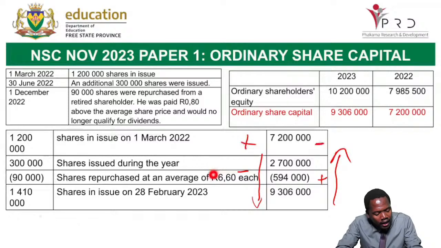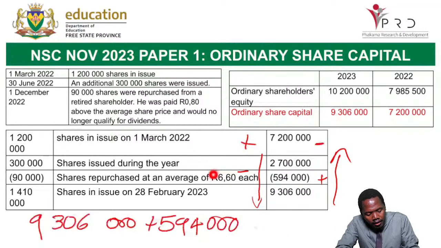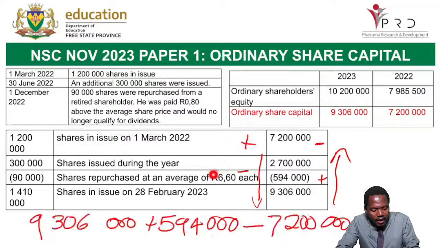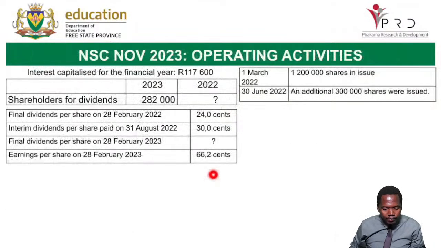Now, what am I doing now? I say 9,306,000 plus 594,000 minus 7,200,000. And then I get my 594,000. Okay, that becomes our shares issued value. Now let us move on.